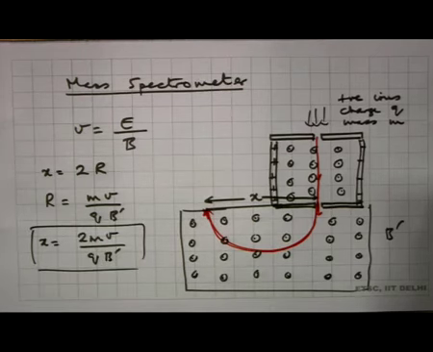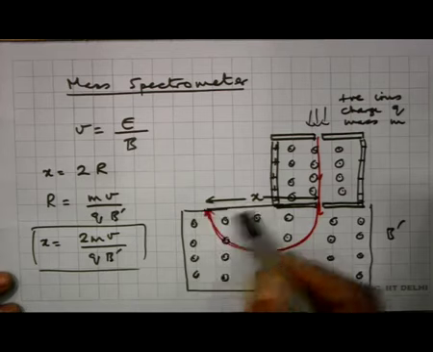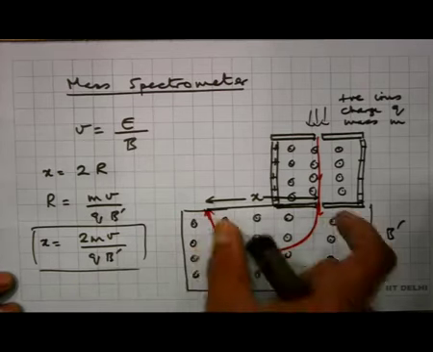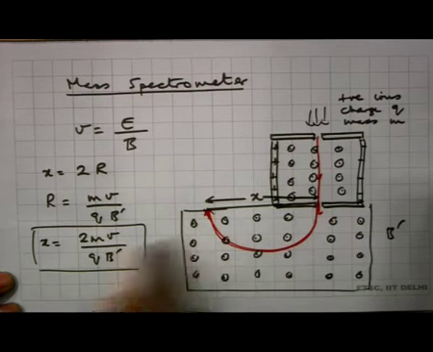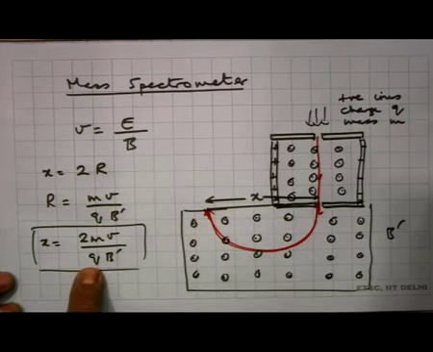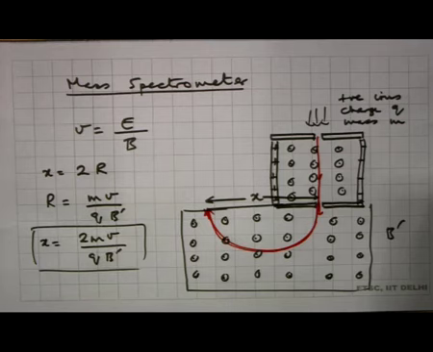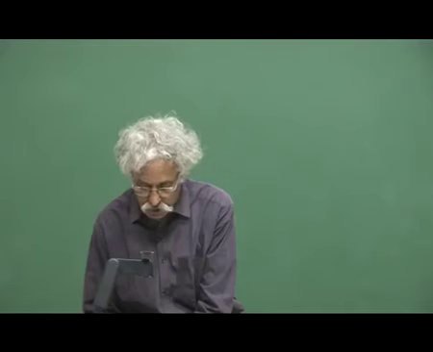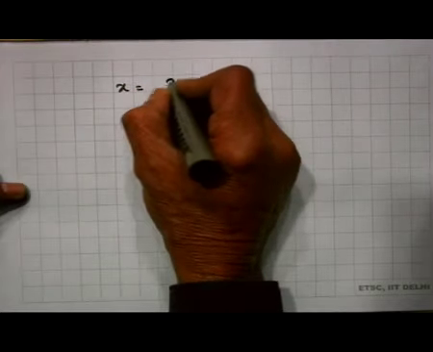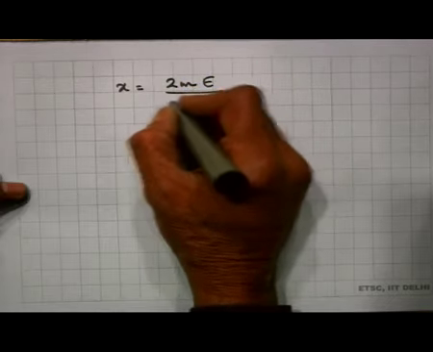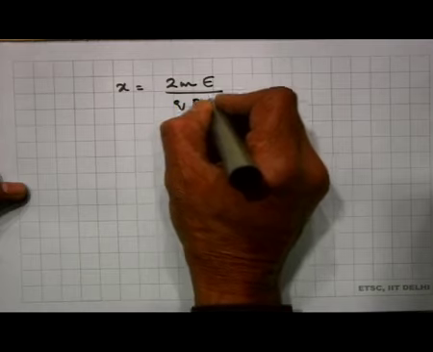So the position at which the particles will hit this plane is determined by 2mv by q B prime. x is the distance from this slit here. That distance depends on the charge of the ion, the mass of the ion, the velocity, and B prime. Now velocity is already known to be E by B, so I get the displacement x is equal to 2mE by q B B prime.